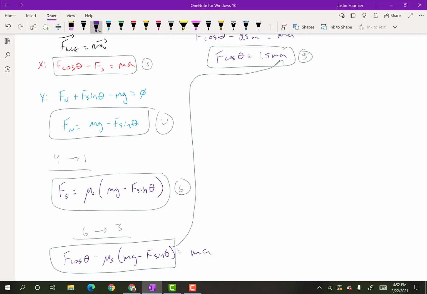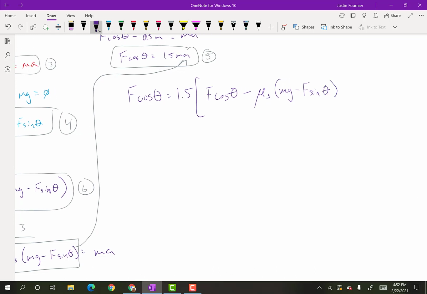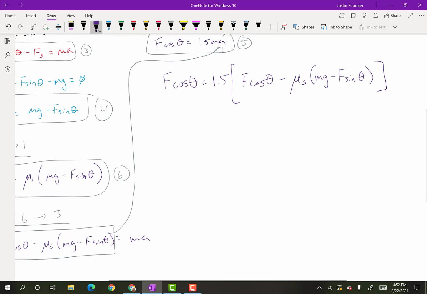So this is going to be F cosine theta equals 1.5 times F cosine theta minus mu s times mg minus F sine theta. And all that. Wow. Okay. And what I'm going to do here is I want to get rid of all these variables and stuff. I'm just going to do numbers. I don't want to deal with this nonsense.